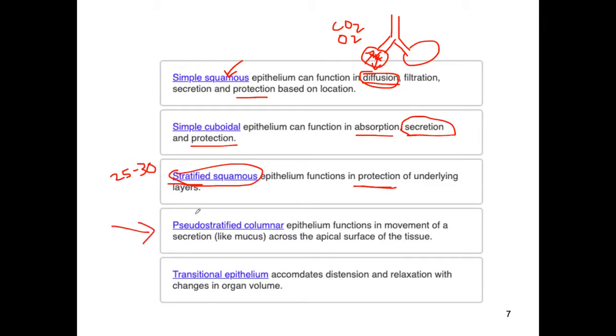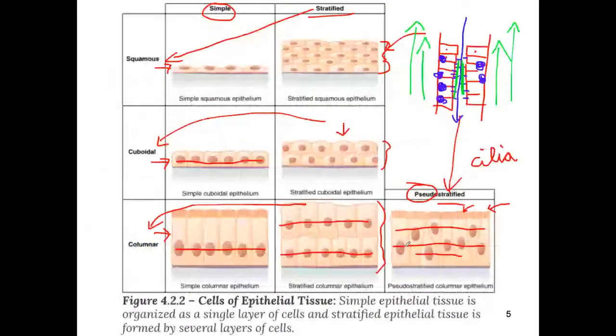Pseudostratified columnar, there's the word pseudo, which means false. It functions in the movement of a secretion like mucus. Remember the goblet cells that I drew before in the trachea? So it can function in the movement of secretions like mucus across the apical surface of the tissue, just like I showed you here, where we had the goblet cells producing mucus, and then because they beat rhythmically, they can move it along the apical surface.